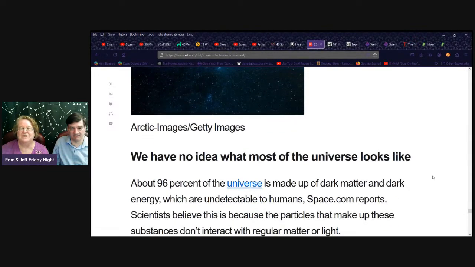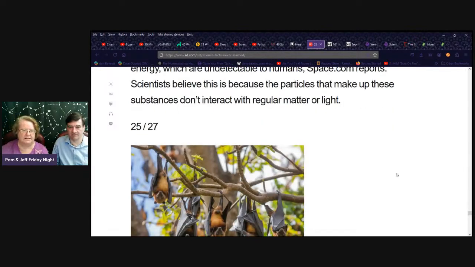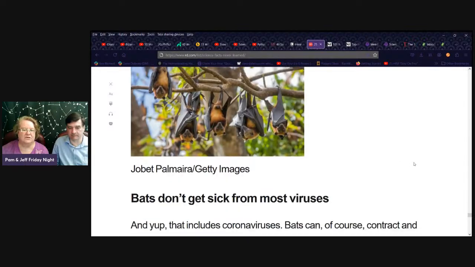We have no idea what most of the universe looks like. About 96% is made up of dark matter and dark energy, which are undetectable, or just too far away for the light to have reached us. And they don't talk about that part. Some scientists believe that this is because the particles that make up these substances don't interact with regular matter or light.